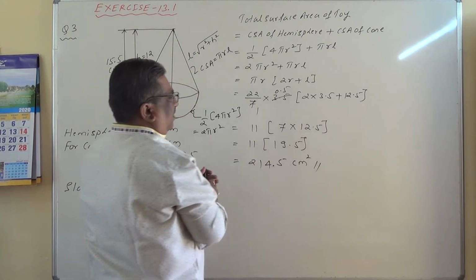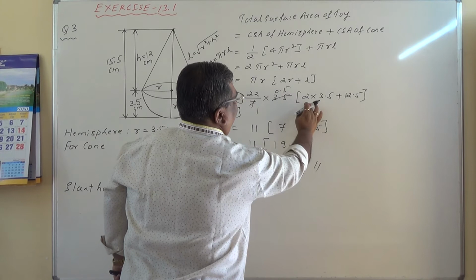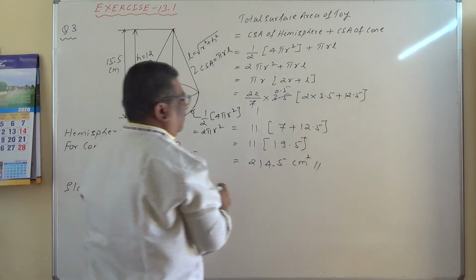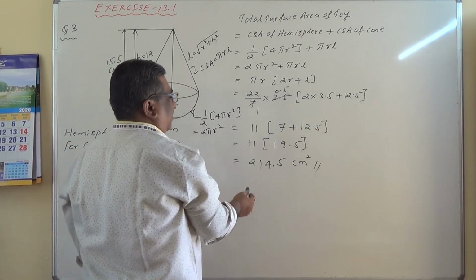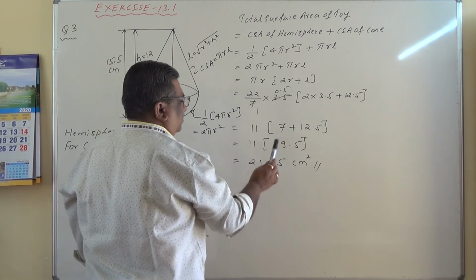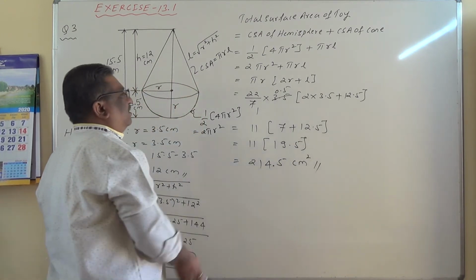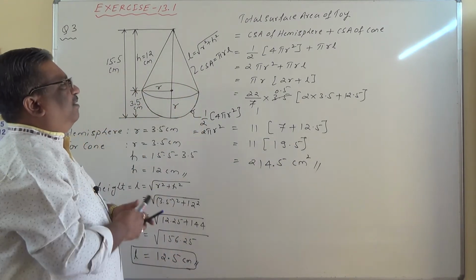7 here it is plus, okay, it's not into 7. 3.5 into 2 is 7, plus 12.5. So this is 19.5 centimeter. 11 into 19.5 centimeter gives you 214.5 square centimeter. Is that correct? So this is the final answer. This is the total surface area of the toy.